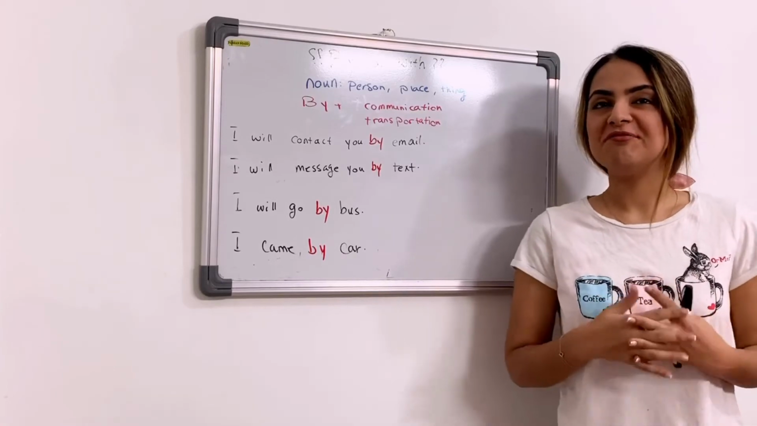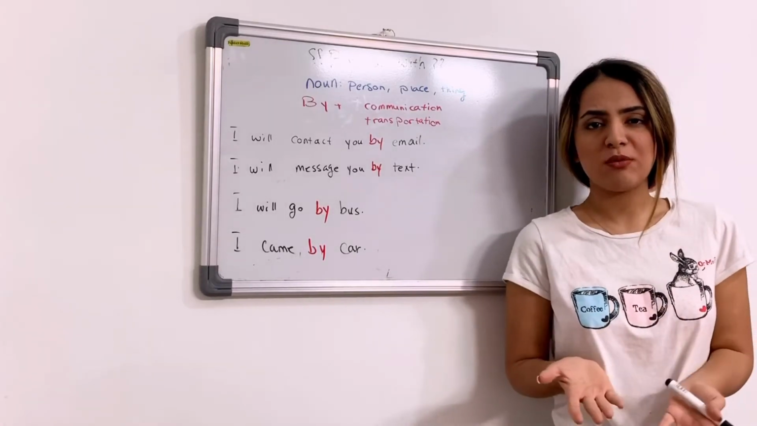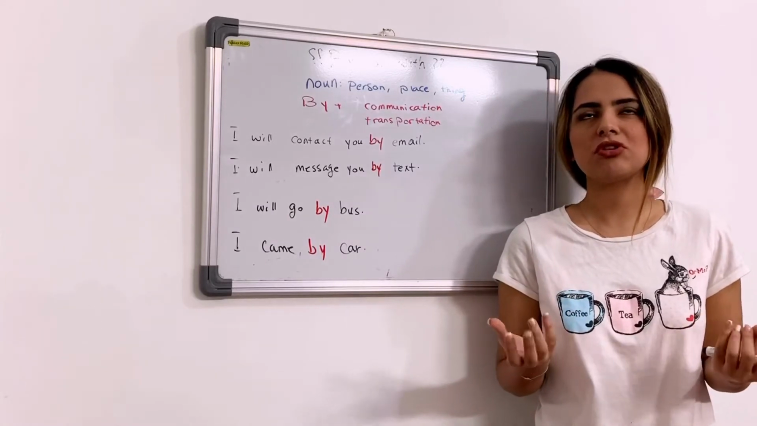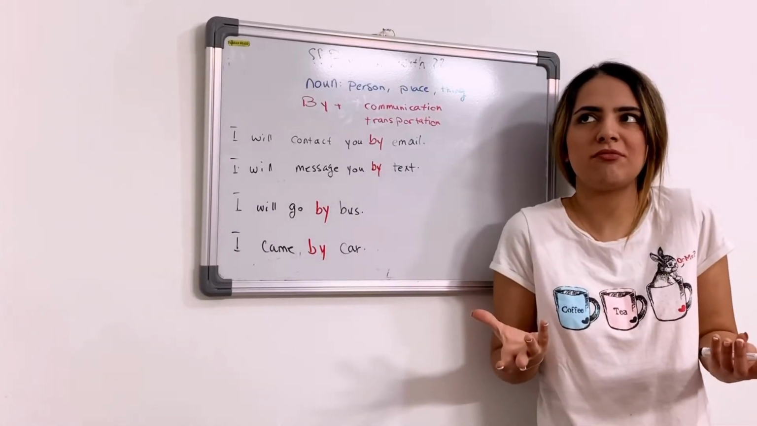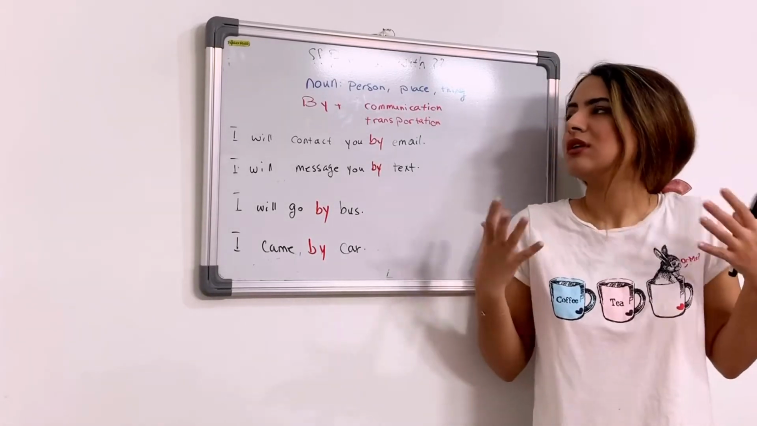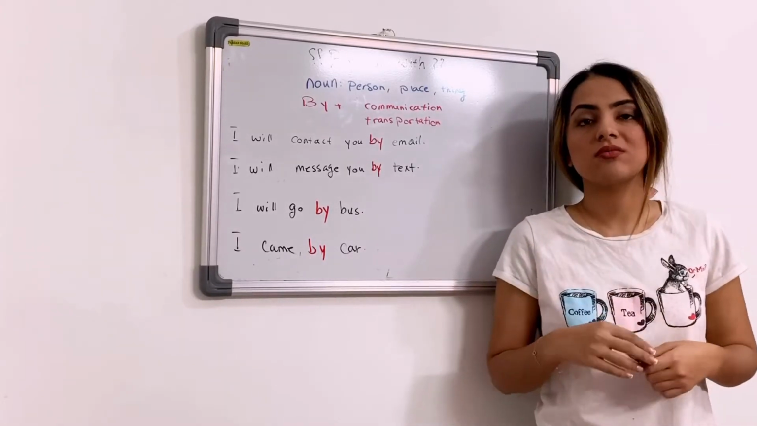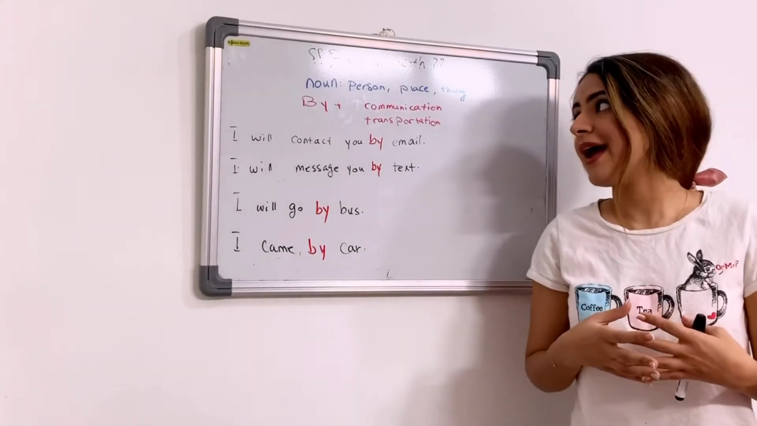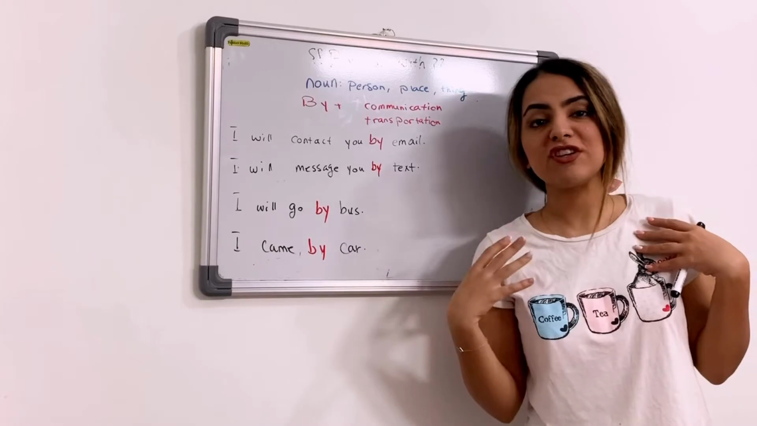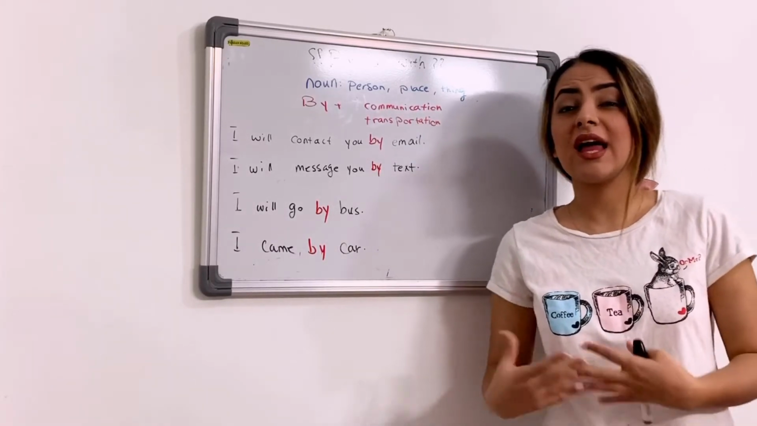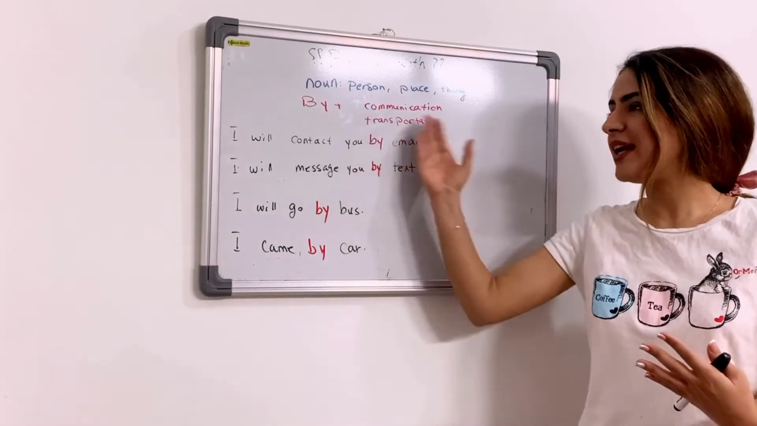Now, what does a noun mean? Probably you know that. Nouns are usually names of people, places, things, or some ideas. So they could be nouns. And whenever you use by with a noun, it's usually by these.